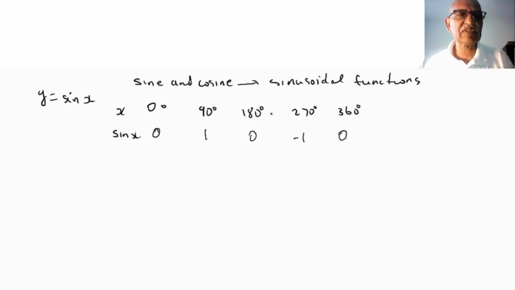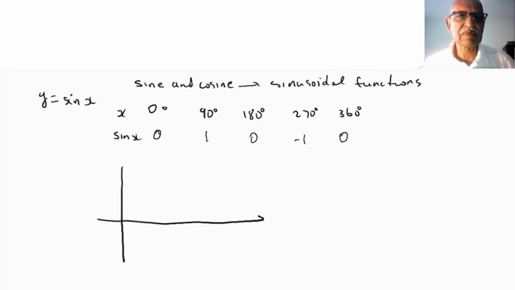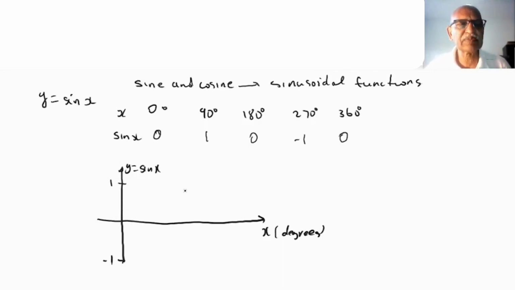When you graph these on the xy coordinate system, this is x in degrees, and this will be y, which is sine x. So the maximum we have is 1 from the chart, and the minimum we have is negative 1. So the sine graph will not pass these two.